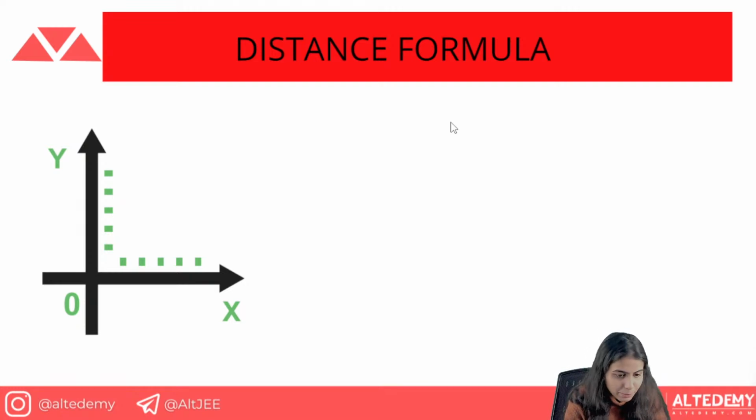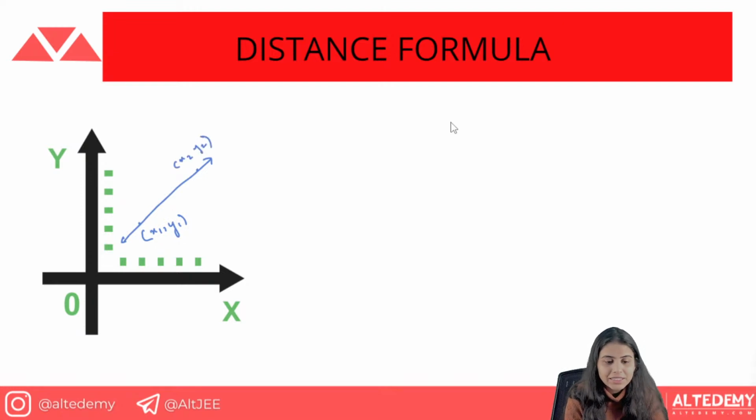Okay, so let's suppose that this is a line, and these are the points, that is x1, y1. This is the point x2, y2. Now you have to calculate the distance between these points.